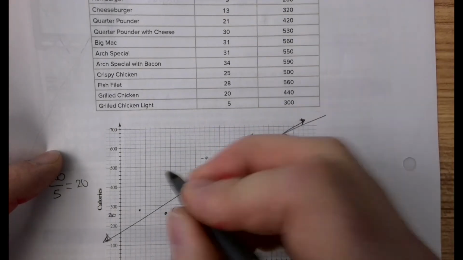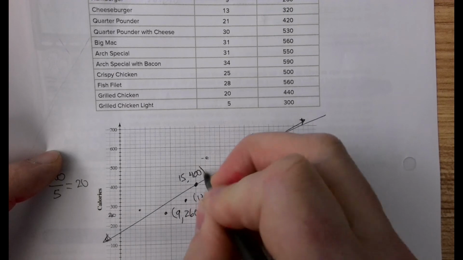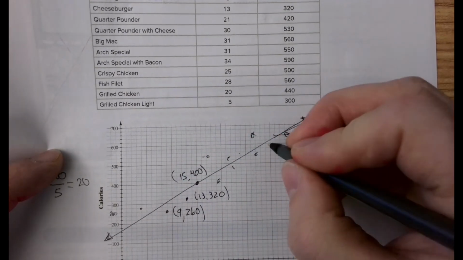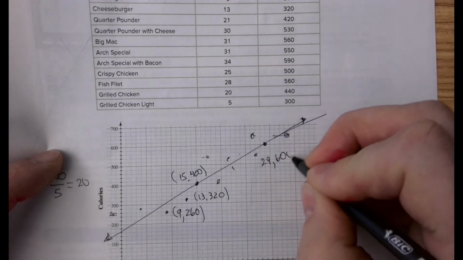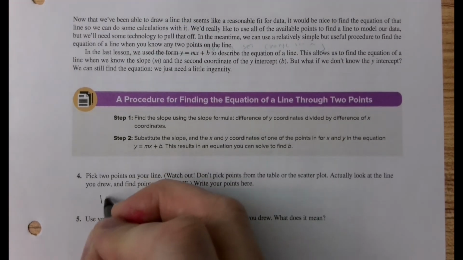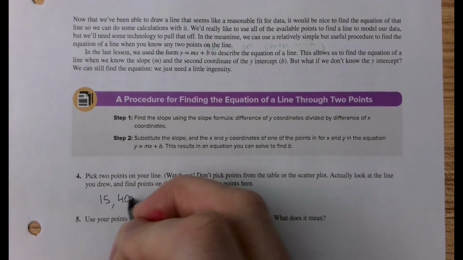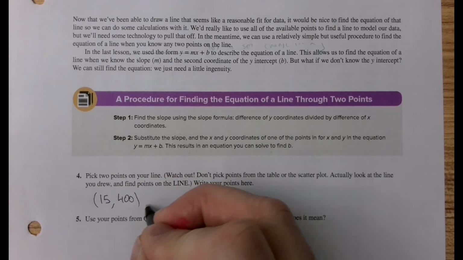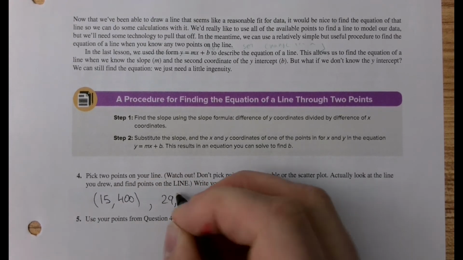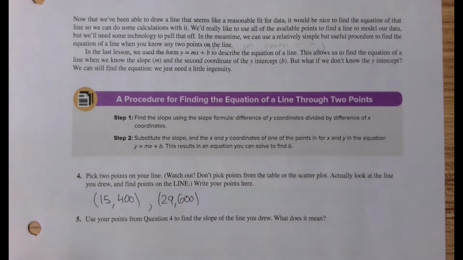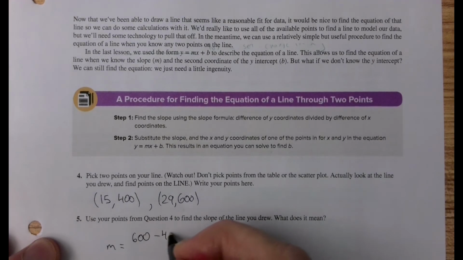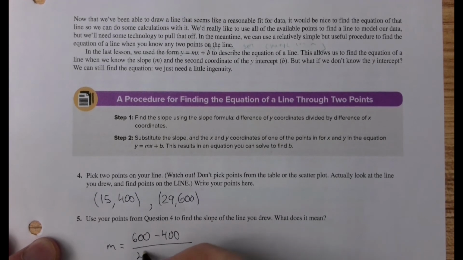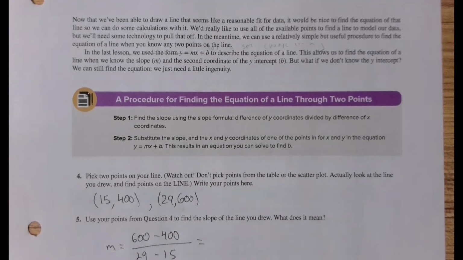So I'm going to call this point what that looks like, 15,400. And where's another, we'll call this one 29,600. All right, we're going to claim that those are our points. And we're going to use those 2 points to write the equation of a line. There are all kinds of different ways to do this for these 2 points. He suggests finding the slope, which is not a bad review. You do 600 minus 400 divided by 29 minus 15, and that would get our slope.